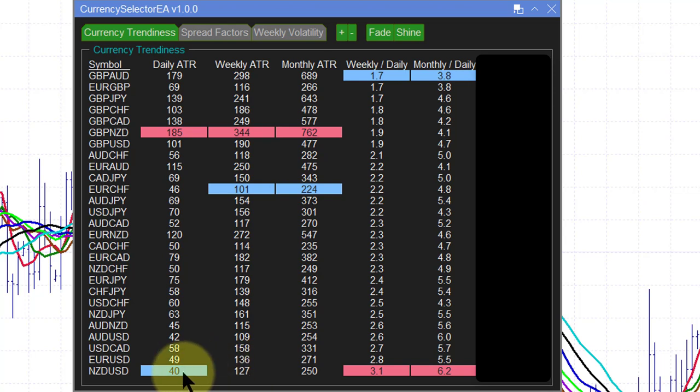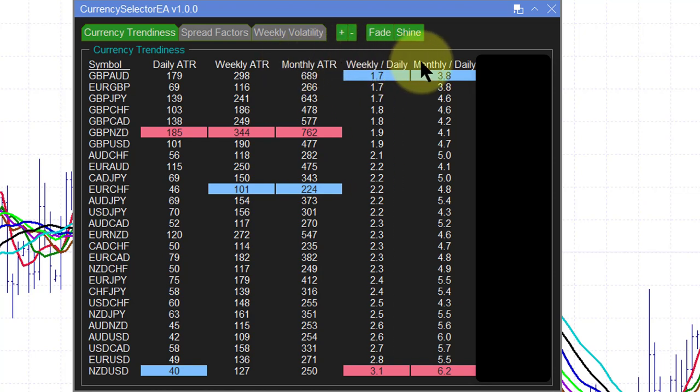So it moves 3 times. The daily is almost 3 times the weekly, whereas here it's only 1.7. So this is a more trendy currency than that particular currency, although it's moving more, but in relation to its volatility, it is less trendy. So let's look at the monthly.